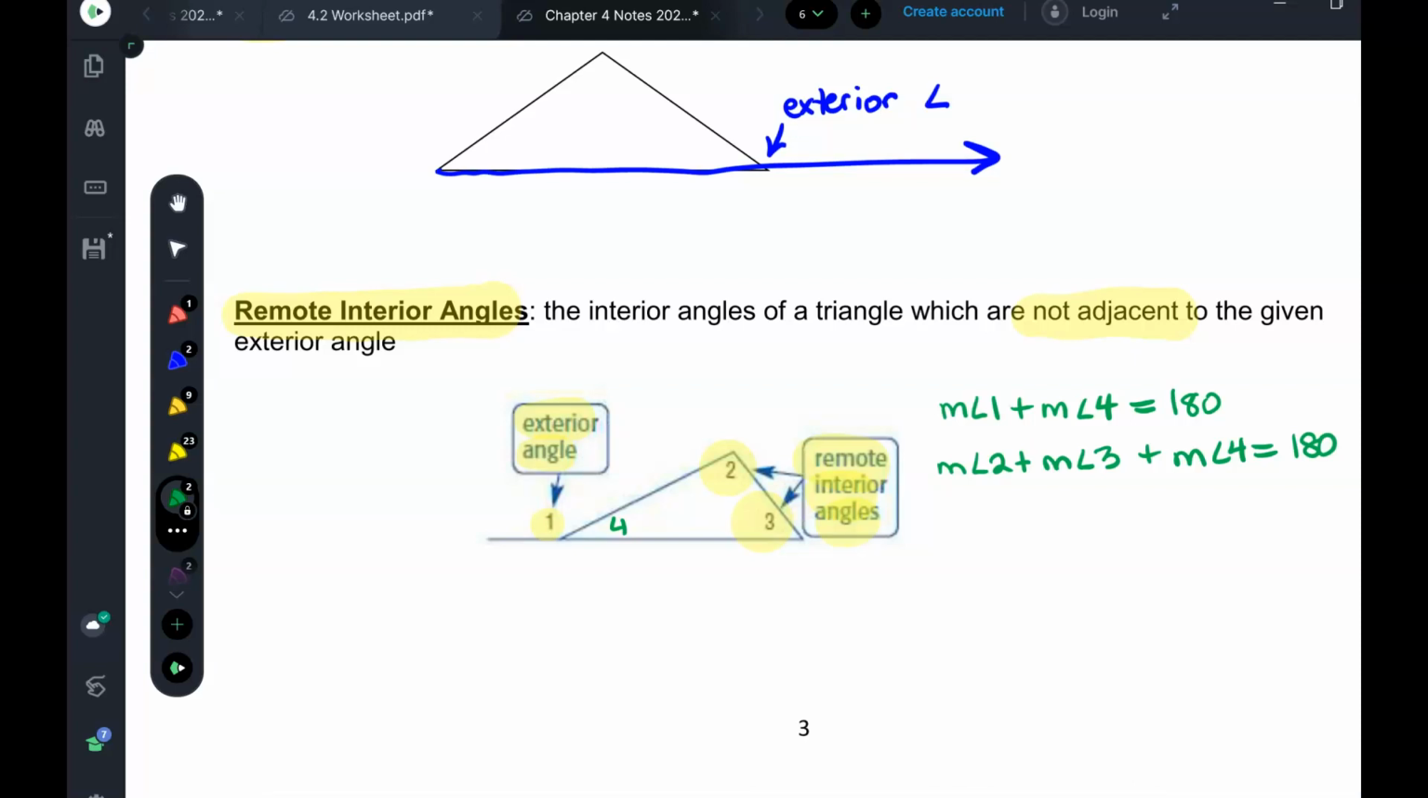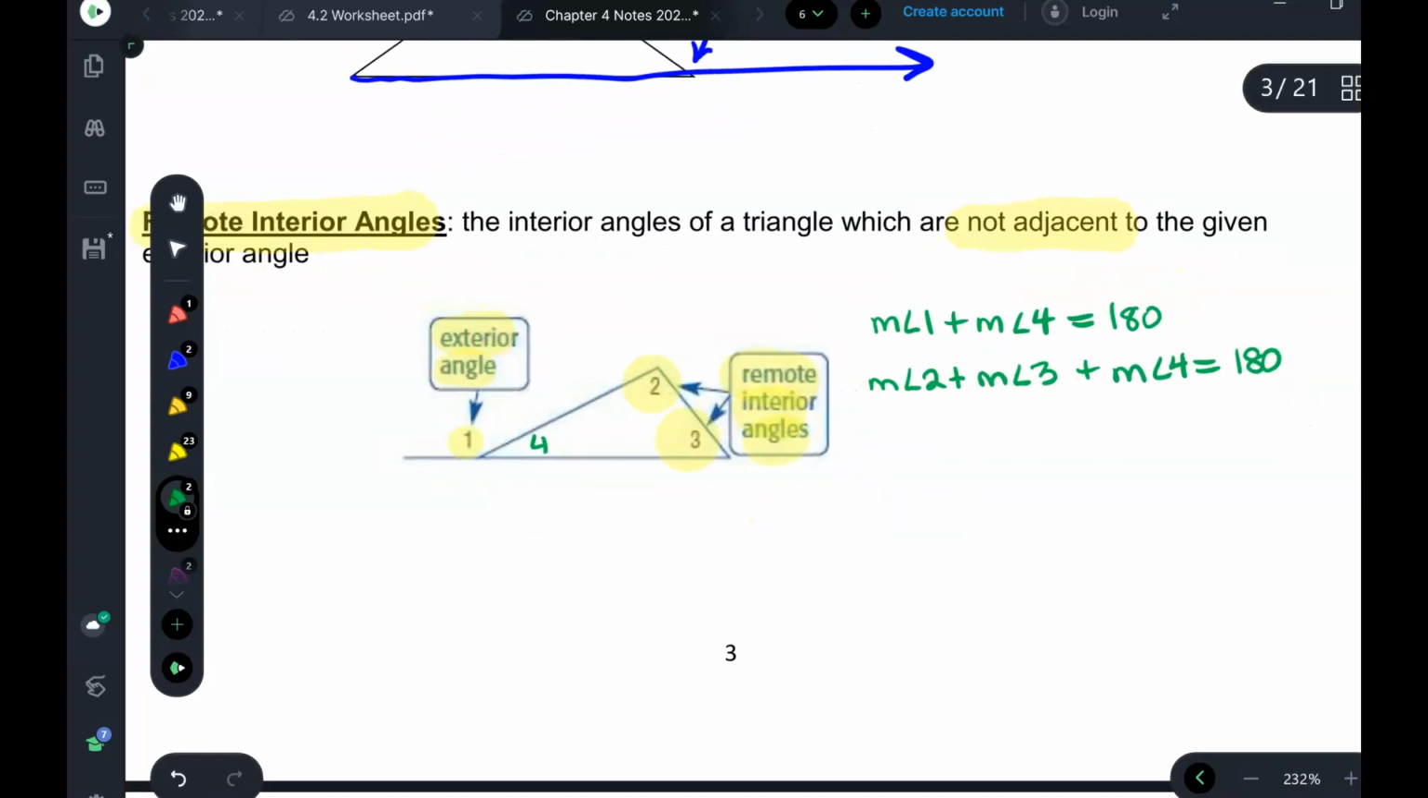So what do you think we could do? What are you trying to find? Well, I'm trying to see what's the relationship between 1, the exterior angle, and 2 and 3. How can we put those two equations together? If 1 plus 4 equals 180 and 2 plus 3 plus 4 equals 180, you can replace 2 and 3 with 1.